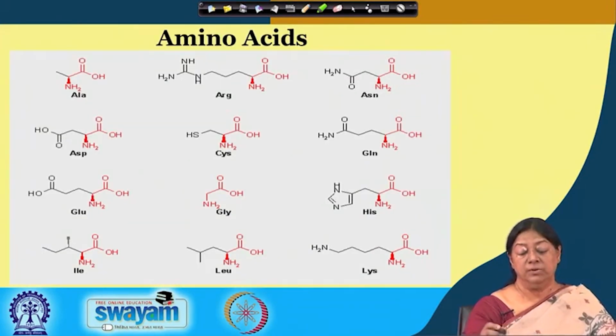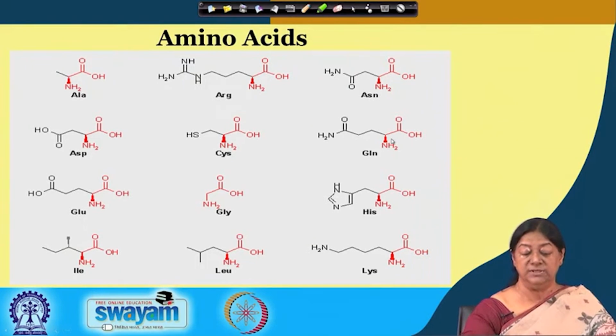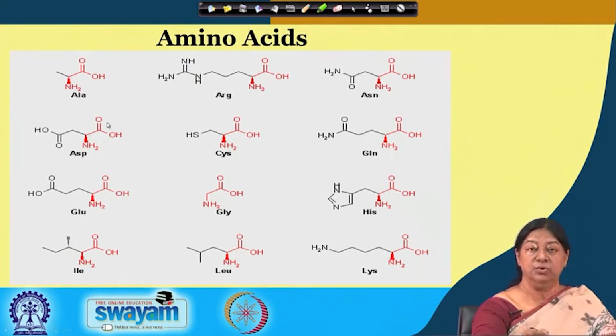These are some amino acids that have been given here. The portion given in black is the side chain, which was referred to as the R group. This is the carboxyl group, this is the amino group. As you will notice, each of these amino acids has a common carboxyl group and an amino group, and what differs is the portion in black. That is the side chain, and that gives it the different amino acid characteristics.